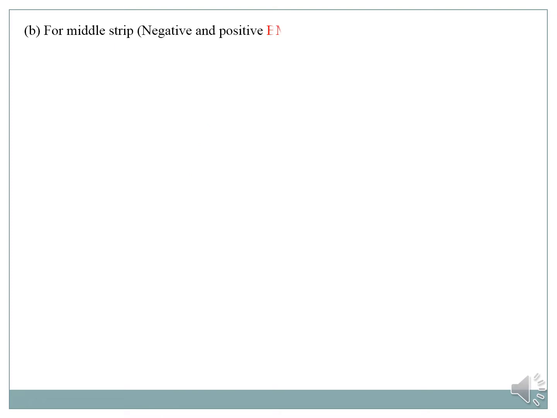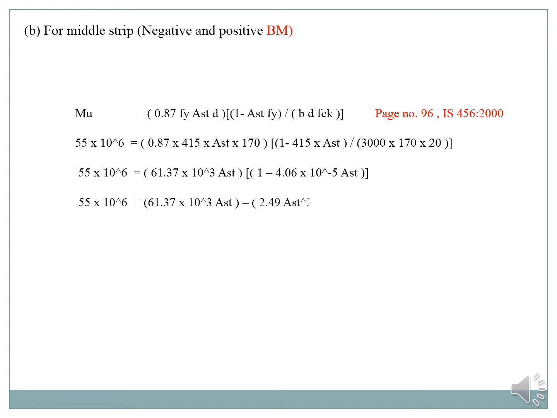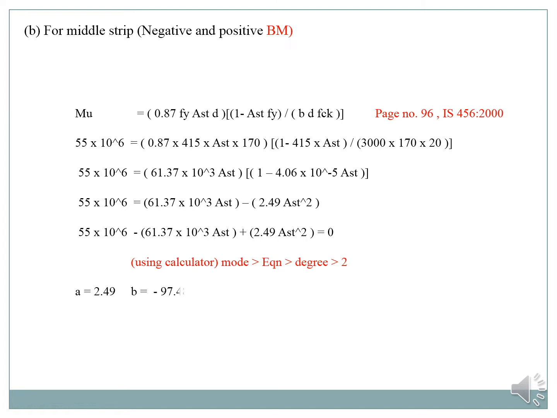So for middle strip, so negative and positive bending moment. So M is equal to the same formula. So this formula is taken from our page number 96 from IS 456 2000. So moment only will be changed in this step. So remaining all the values are same as the slabs, middle strip and column strips. So this is for middle strip. So we can take the middle strip moment. So middle strip moment is 55 kN meter.